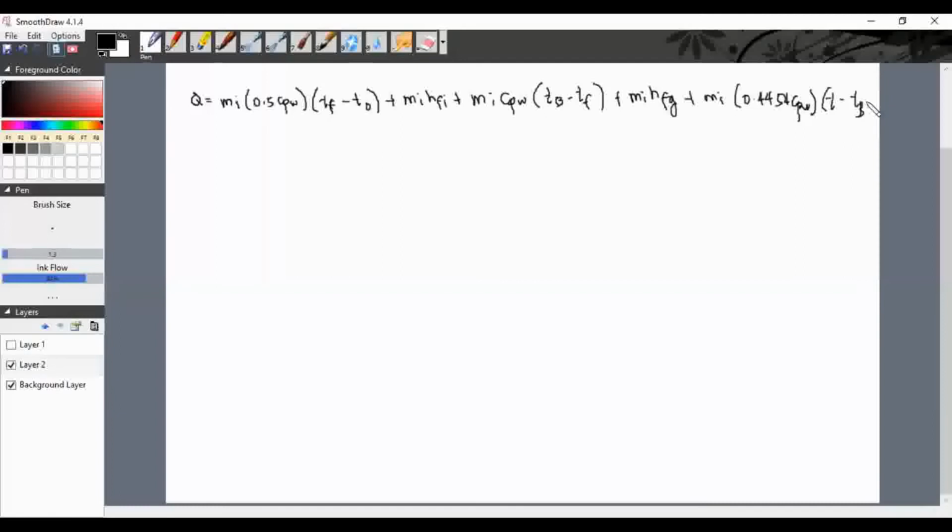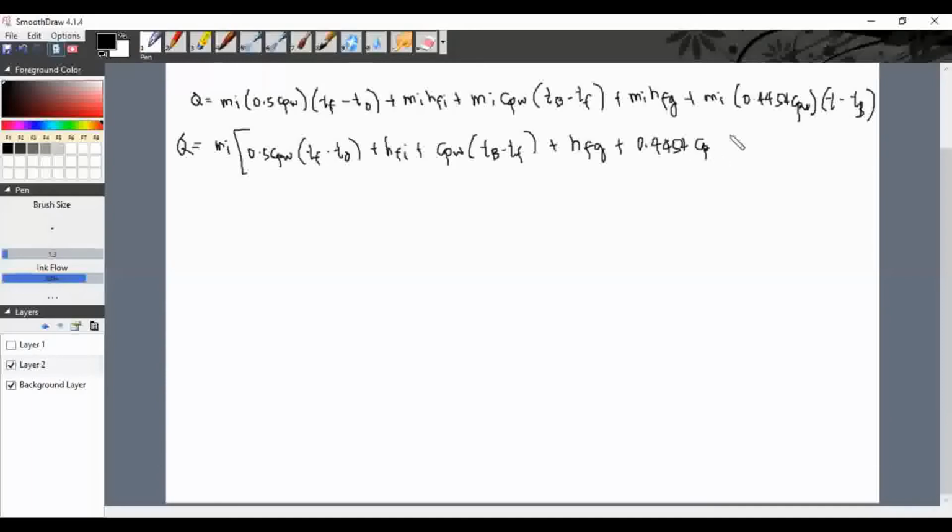Common factor natin is mass ng ice. So we have mass of ice times 0.5 Cp ng water (Tf minus T sub O) plus HFI plus Cp ng water (Tb minus T sub F) plus H sub Fg plus 0.4454 Cp of water times (T minus T sub B). So, anong ginawa ko? Pinactor out ko lang ito, no? Para hindi ko na paulit-ulit isulat.